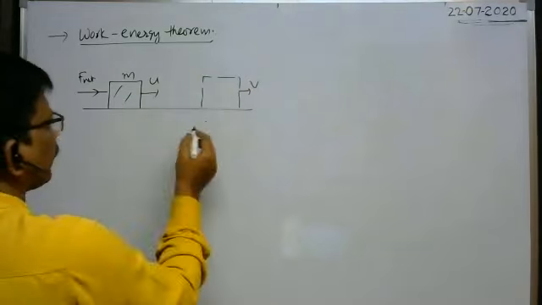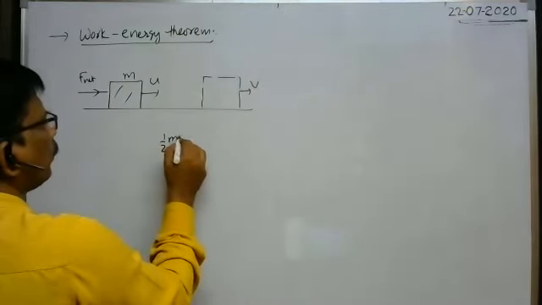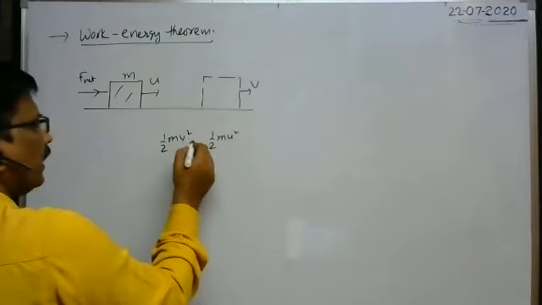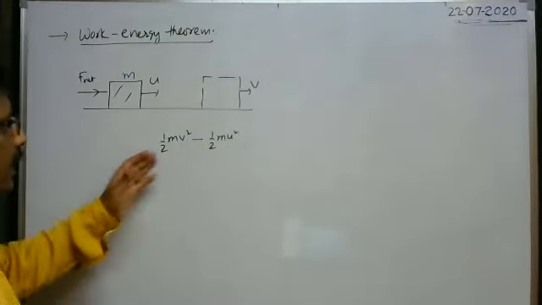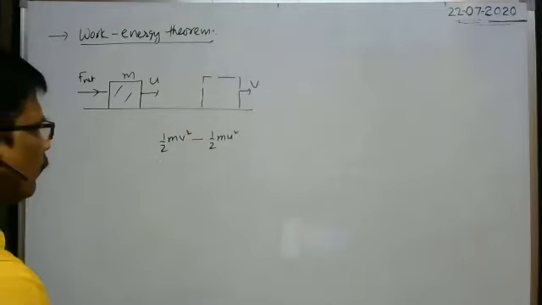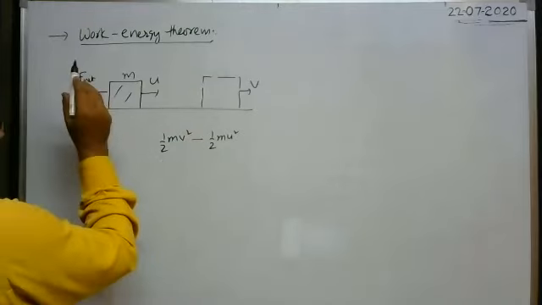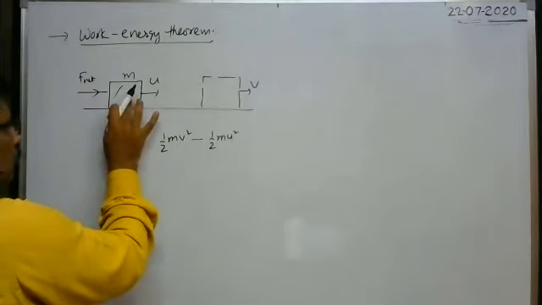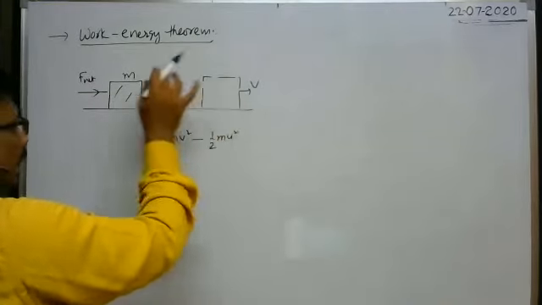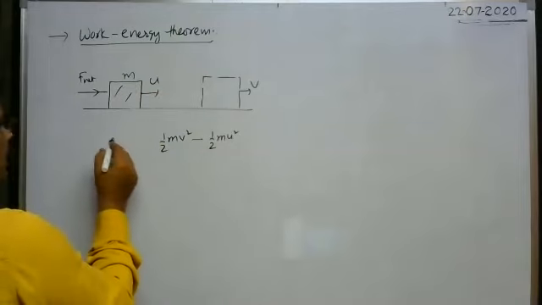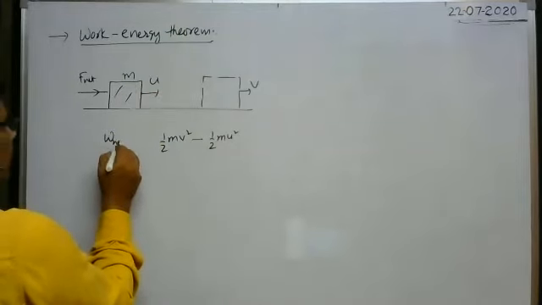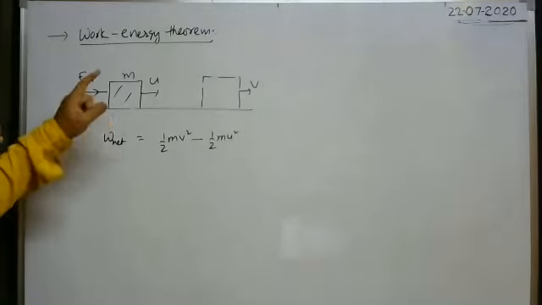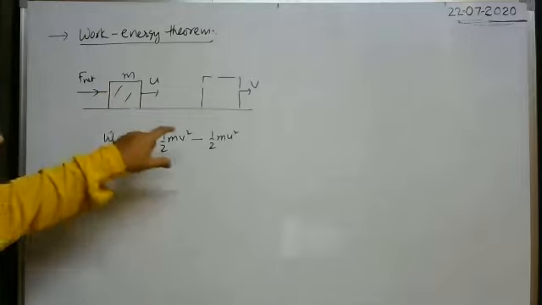Then what is the final kinetic energy of the body? Half m into v square. Initial kinetic energy of the body, half m into u square. So change in kinetic energy of the body means final kinetic energy minus initial kinetic energy. Because of the net force, the net work done on the body to travel from this point to this point is equal to the change in kinetic energy of the body. That's why the net work done by all the forces on a body is equal to the change in kinetic energy of the body.